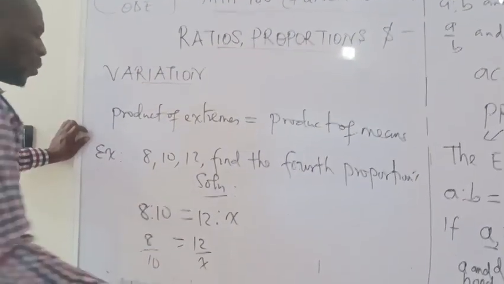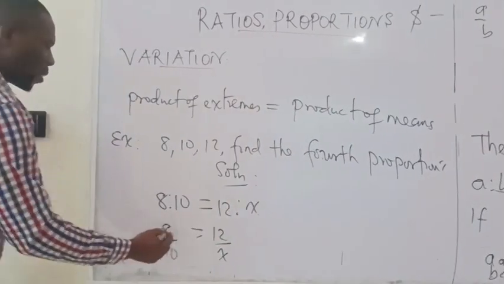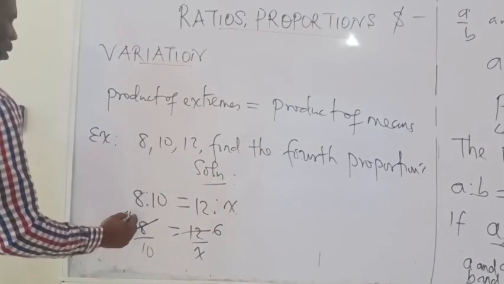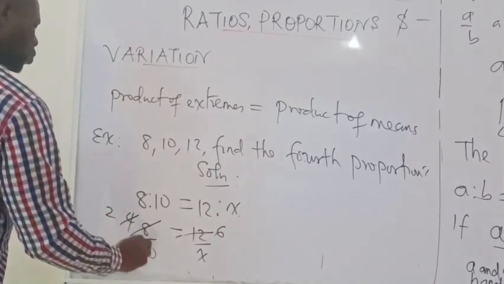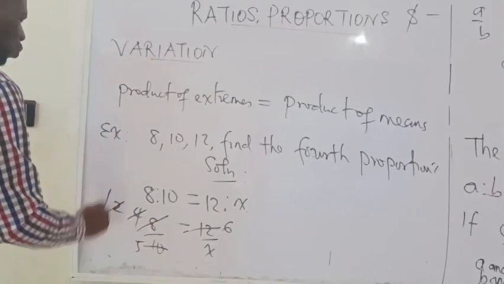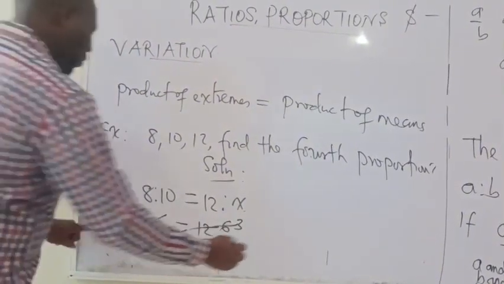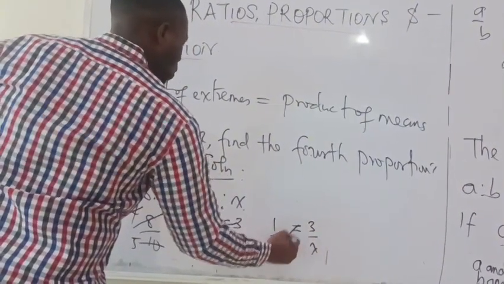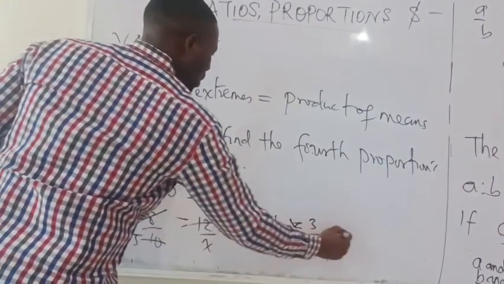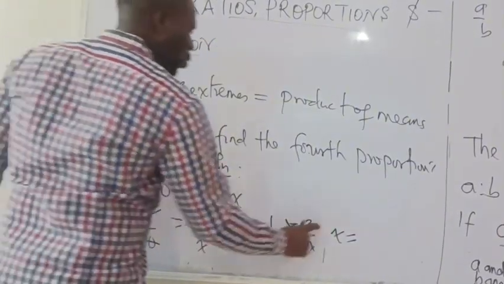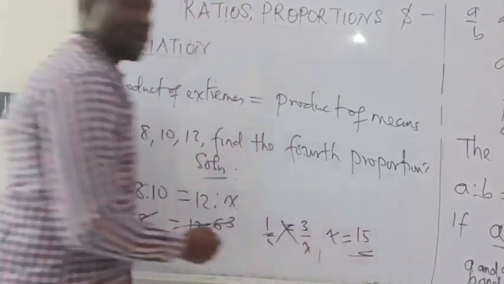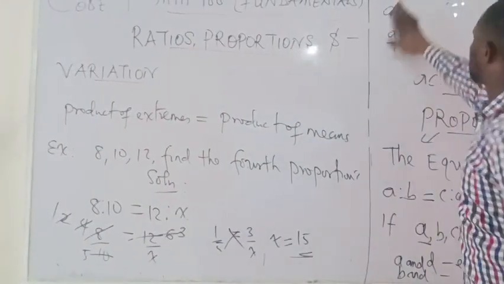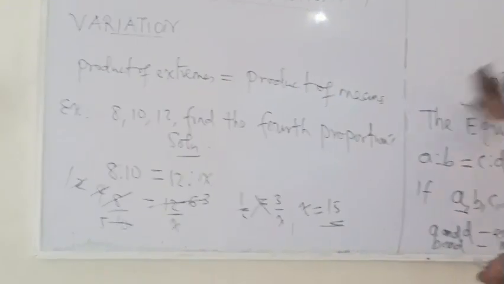And of course we are looking for the proportion, so easily, 2 in 8 is 4, 2 in 12 is 6, 2 in 4 is 2, 2 in 10 is 5, 2 in 2 is 1, 2 in 6 is 3. So I'm left with 1/5 equals 3 over x. So we cross multiply, x times 1 is x, and of course the fourth proportion has to be 3 times 5, which is 15.